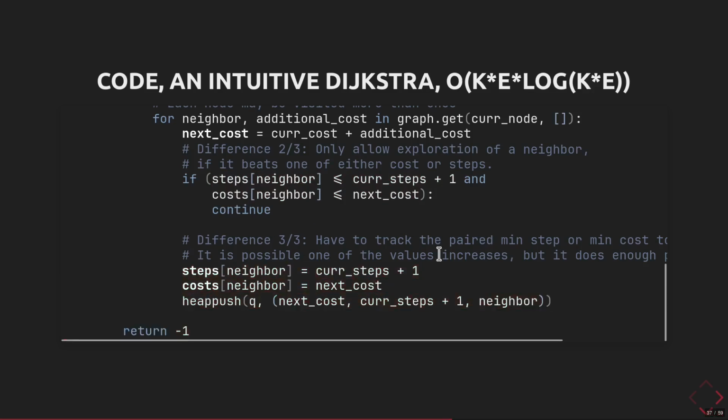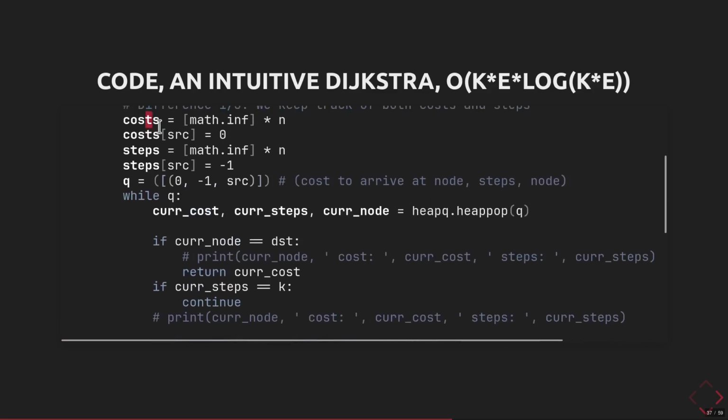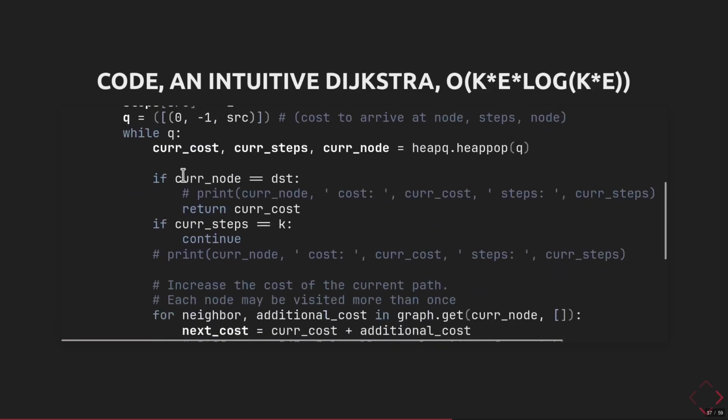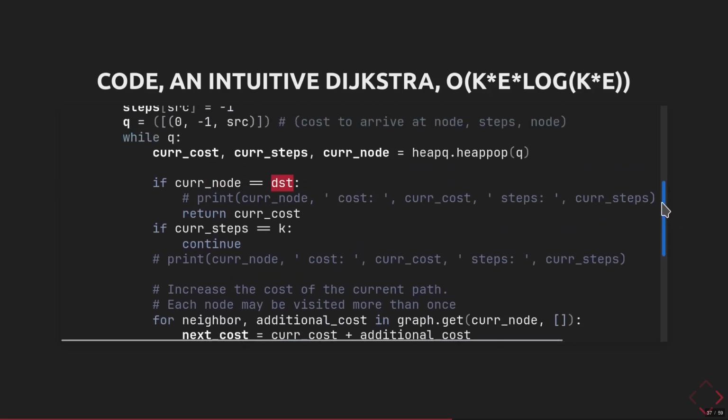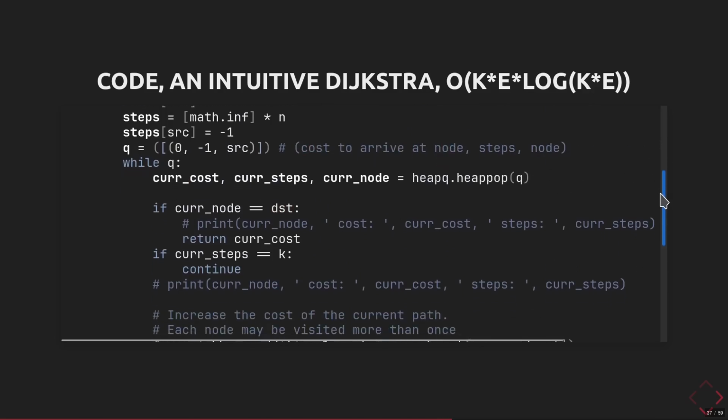And then we can record that into the answer here, and then we can update our costs and our steps table, okay? This allows us to do that early return because once we see that current node as our destination, we know that that must be the least cost way to arrive at that node.